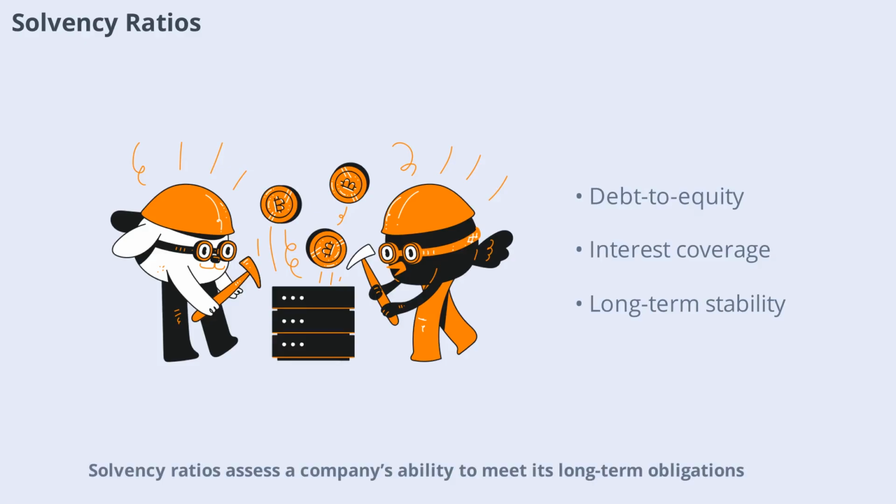Solvency ratios assess a company's ability to meet its long-term obligations. The debt-to-equity ratio compares total liabilities to shareholders' equity, indicating how much of the company is financed by debt. The interest coverage ratio measures how easily a company can pay interest on outstanding debt. Strong solvency ratios suggest a lower risk of default and greater financial stability.